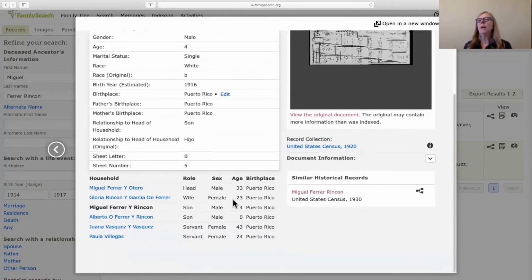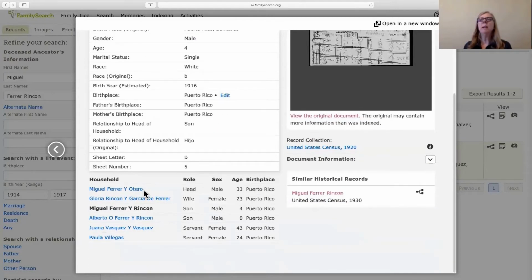As we scroll down, we see Dad, Miguel Ferrer y Otero, and then we see Mother, Gloria Rincon y Garcia de Ferrer. The good news about this one, we've got more clues here. So her paternal surname is Rincon, her father's name, and her maternal surname is Garcia. We had not seen that before, so now we know both of her surnames. And then we also have the two boys, Miguel and Alberto. And then again, we have the servants in the household.